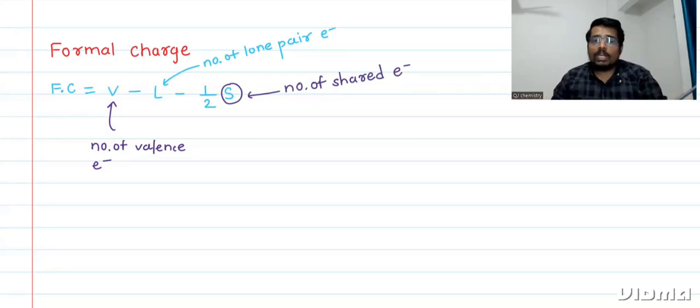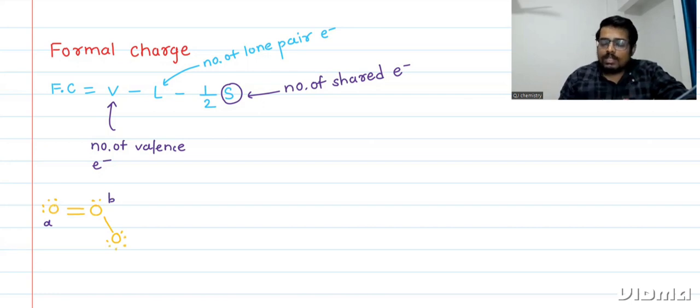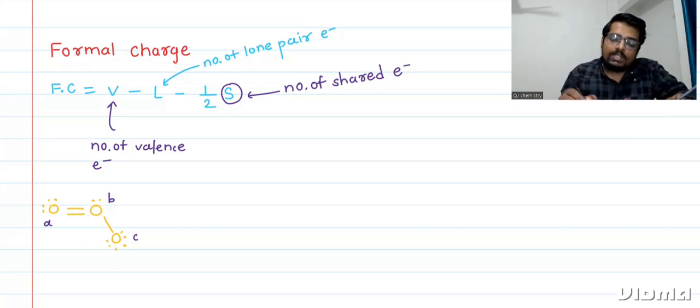Let us apply this formula to calculate the formal charge of atoms in the ozone molecule. This is the formula of ozone. Let us mark the oxygen atom at the extreme left as oxygen A, the oxygen in the middle as B, and the oxygen at the extreme right as oxygen C. Now we use the formula to calculate the formal charge on each oxygen atom.